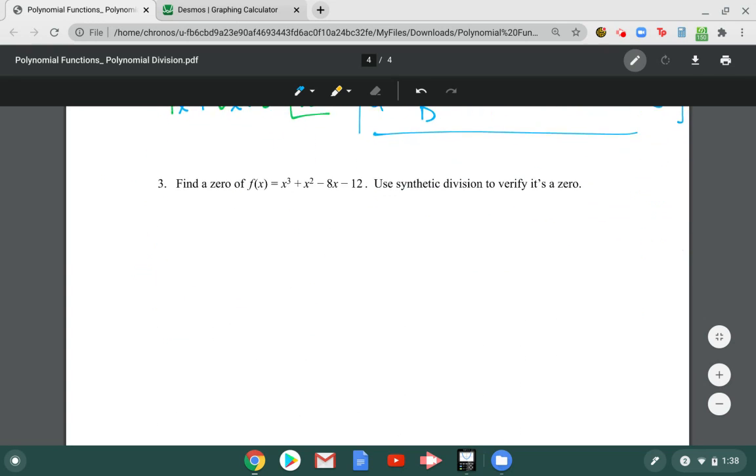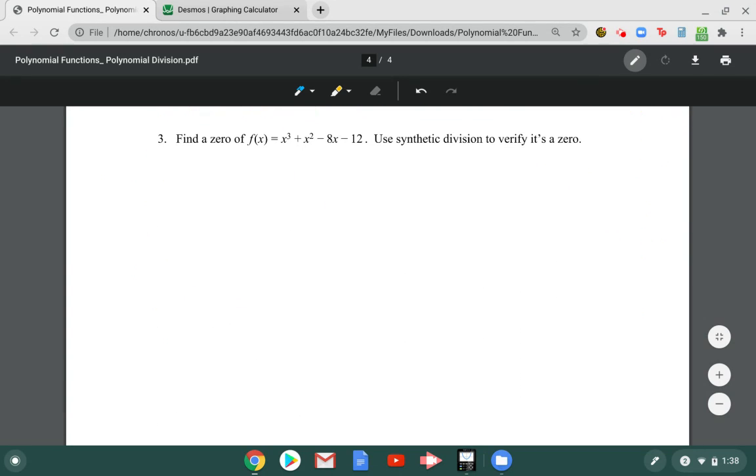Finally, I think this is our last one, number 3. So we're going to find a 0, and we want to use synthetic division to verify that it is in fact a 0. So I'm going to go ahead and find a 0 using Desmos. I know that a 0 is the same thing as an x-intercept.